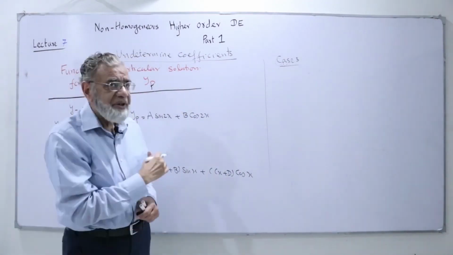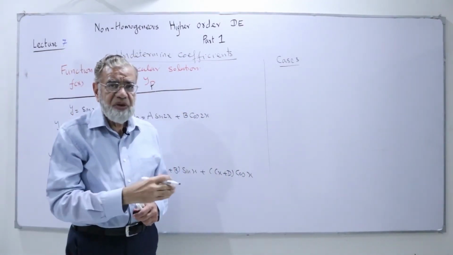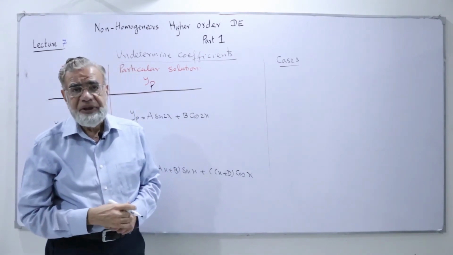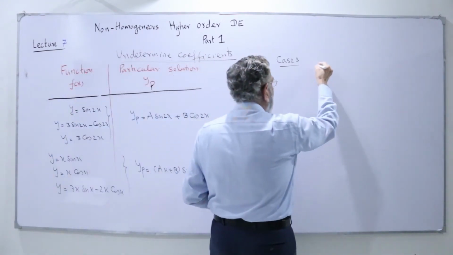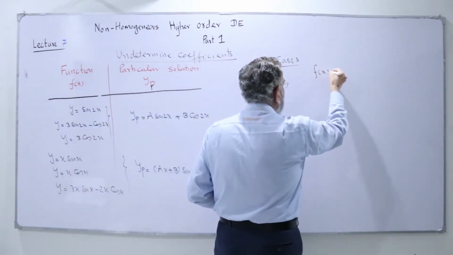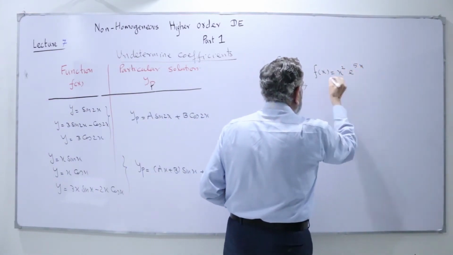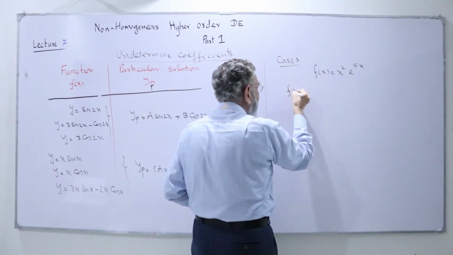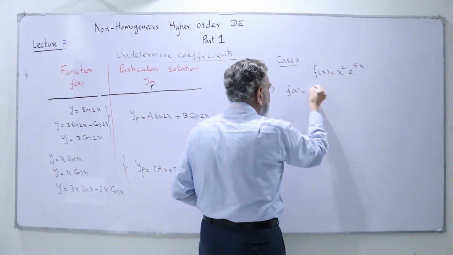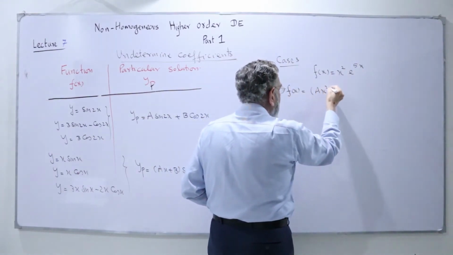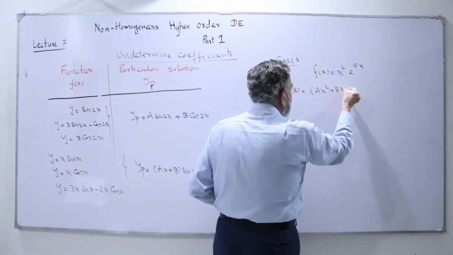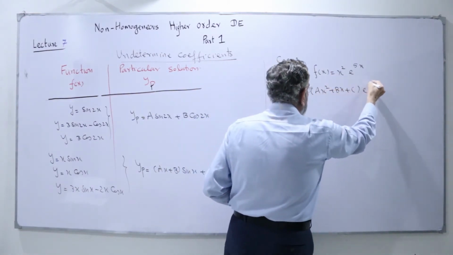Case 3, we are taking here the addition of yp1, yp2, yp3. Now we have the multiplication. I have f of x equal to x square e to power 5x. We have done it before. We look at x square. We have only one yp here. We replace x square by ax square plus bx plus c, times e to power 5x.